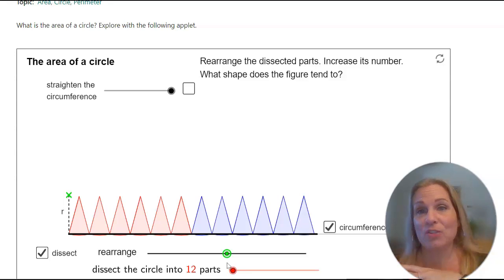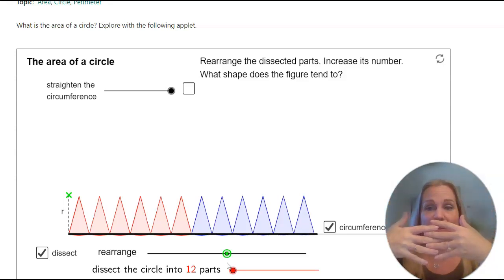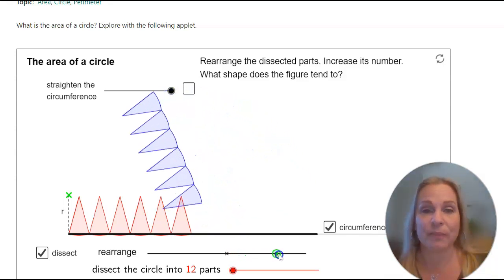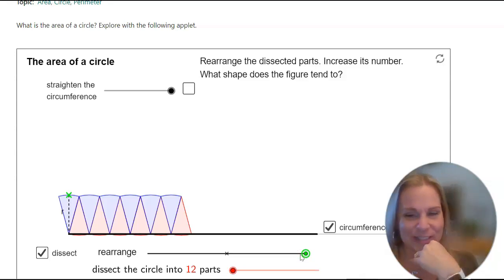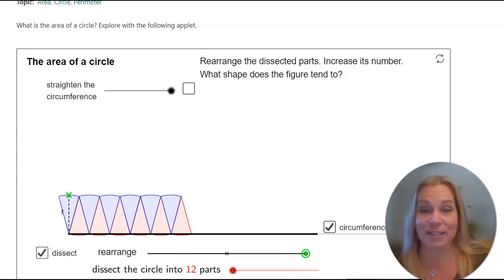Now I'm going to rearrange them so that the red ones and the blue ones fit together, like teeth on a zipper. So I'm going to keep pulling this, and now I fold it in half. Okay, what shape does that look like? If you look at the overall shape here, it looks like a shape that we're pretty familiar with. But let me dissect it into more parts so that we can see the shape better.